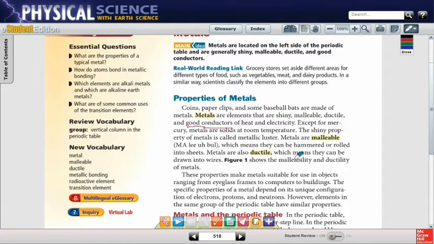Okay. The shiny properties of metal is called the metallic luster. Now, you don't have to know that. Okay, I'll circle it anyway. Here's one. If they're in yellow, you really have to know them. So here's a yellow one.